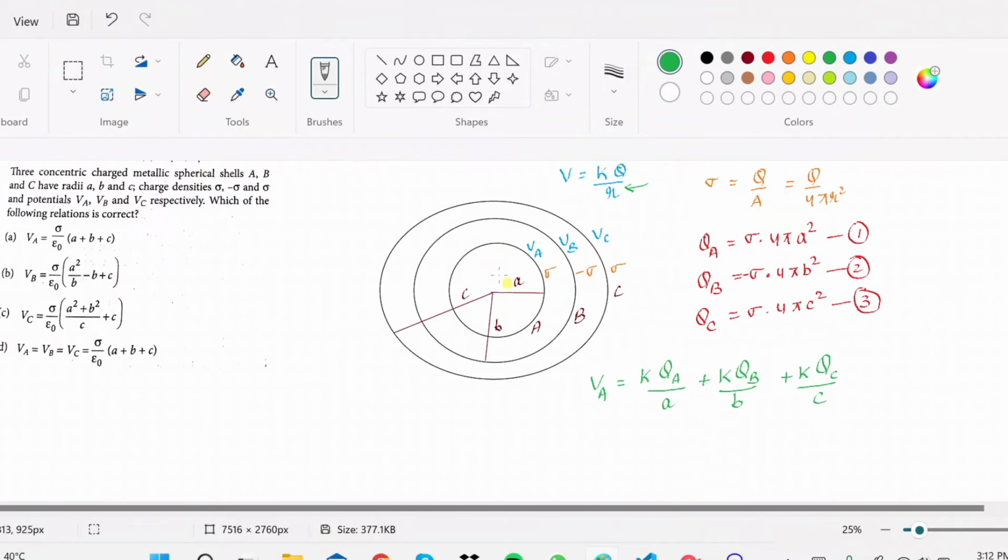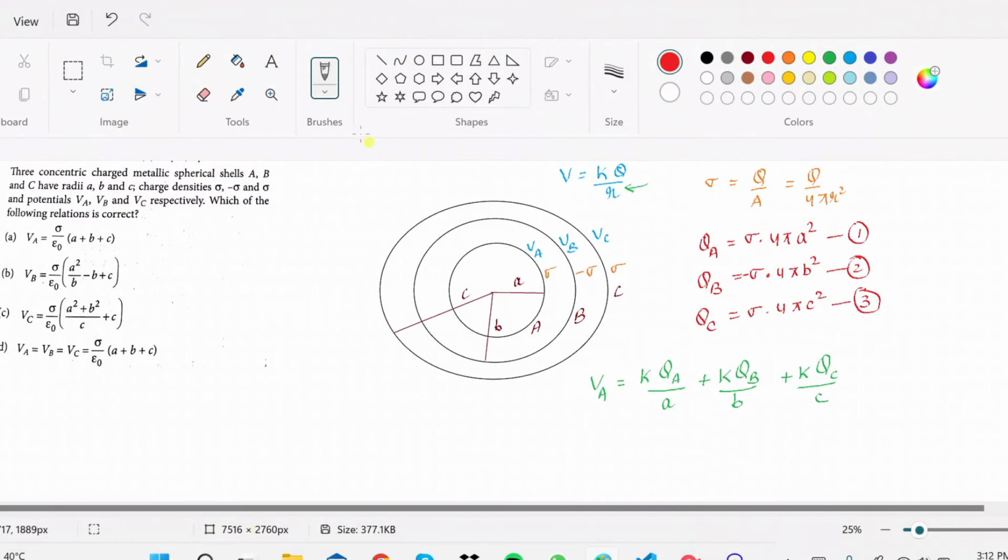Let me repeat again, potential at A due to the first charge distribution. The first charge distribution is at distance A from the center, the second charge distribution is at B, and the third is at C. So the potential contributed by each will be in terms of KQ by R. I hope this is clear.